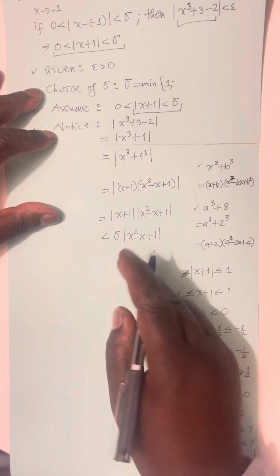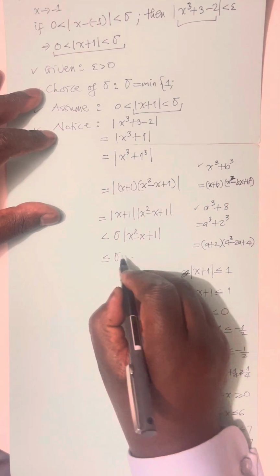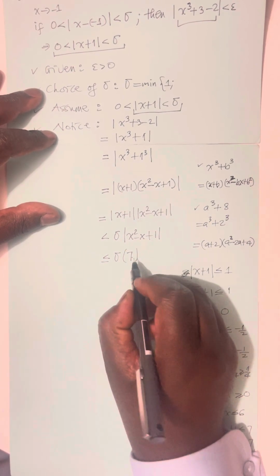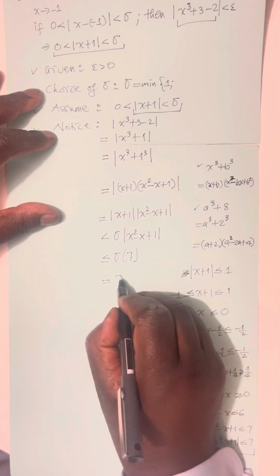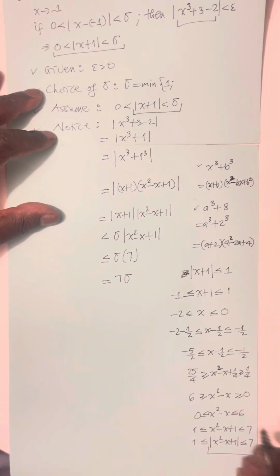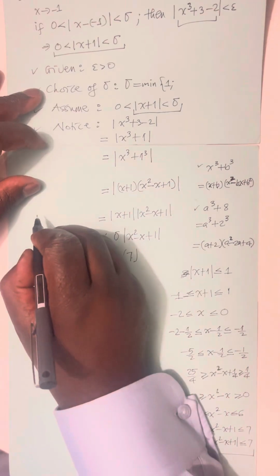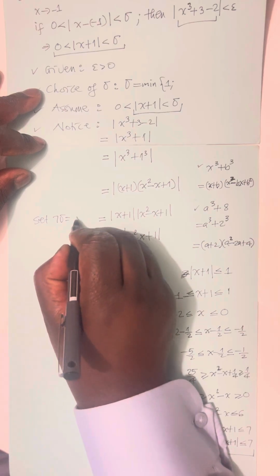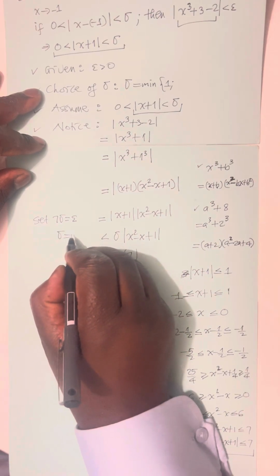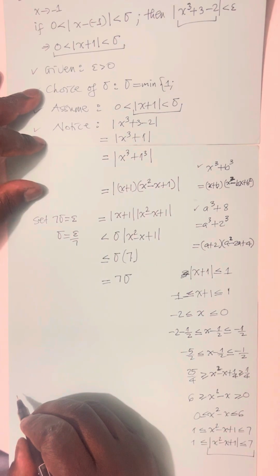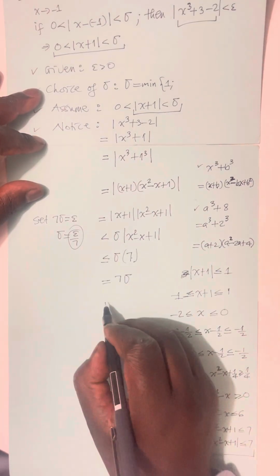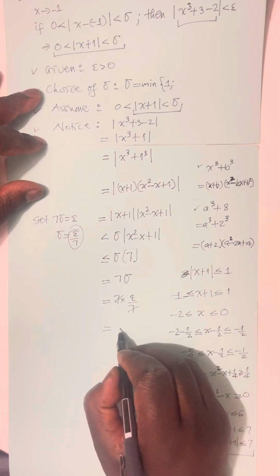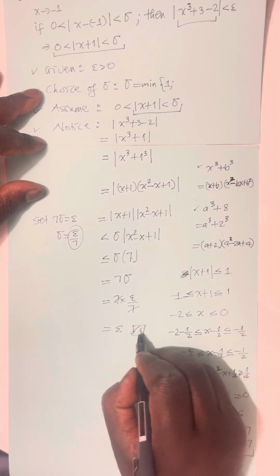I'm going to take 7 and bring it here. This now will be less than or equal to delta times 7, like so, which is exactly equal to 7 delta. And if you set, let me write it over here, set 7 delta to be equal to epsilon, and solving for delta, this is what you're going to get. Now if you take this expression, bring it in that place there, you're going to get 7 times epsilon over 7, and this cancels, and your answer is epsilon. This should be the end of the proof.